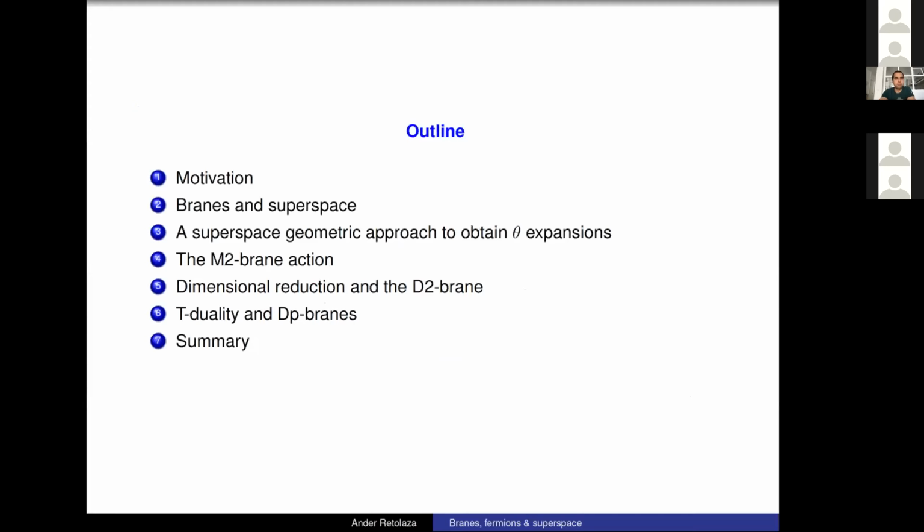the outline. I'll first start by giving some motivation for what I'm going to do afterwards. Afterwards, I'll move on to tell you about branes and superspace. I'll then provide a superspace, geometric approach to obtain the theta expansion of the brane actions. And once I have the approach, I'll apply it to the M2 brane action, and then I'll move on to dimensional reduction and T-duality in order to obtain the fermionic terms in the different Dp-brane actions.